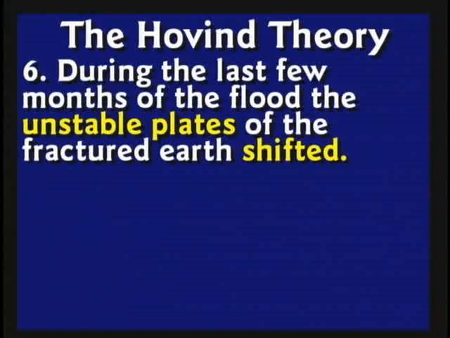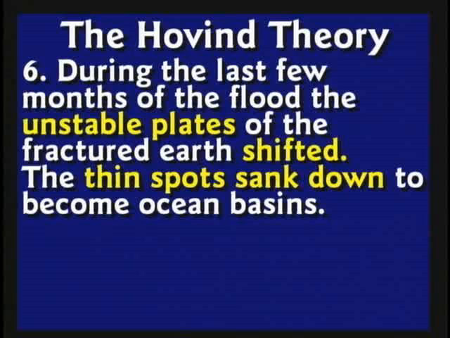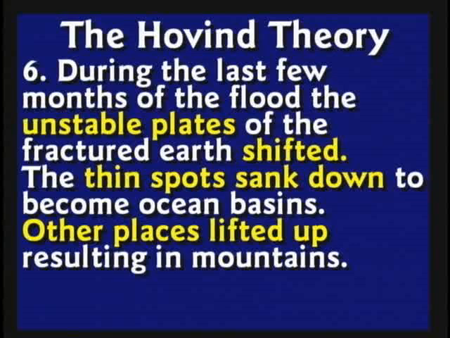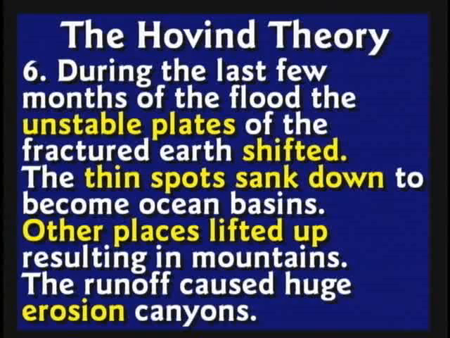So here's my theory. During the last few months of the flood, the unstable plates of the earth, which had been fractured, would shift. I mean, if the earth's crust was cracked up like an eggshell, and these pieces are floating around, someplace tilts up or tilts down or slips up and down. If the thin spots sank down, the water would rush down to fill in the hole, causing the Grand Canyon in a few hours on the way, or a few weeks at the most. And the other part that lifted up would become the mountain range. Thin spots sink down, other places lift up, like a waterbed. You push down somewhere, someplace else goes up, or a water balloon. The runoff would cause huge canyons in a hurry.